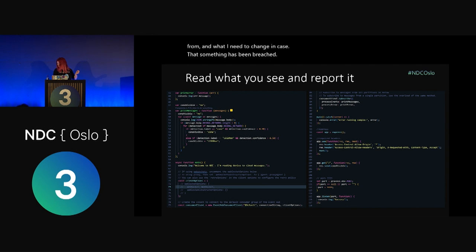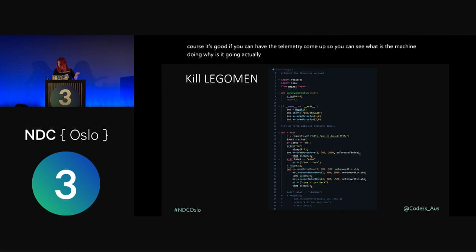So that's like that. And then, yeah, this is the telemetry that we saw on that screen. When you're testing, of course, it's good if you can have the telemetry come up so you can see what the machine is doing, why it is going after Leo the lion. And this is a problematic piece of code in that my colleague George did put in a command to kill the Lego men. You can see that it is commented out.